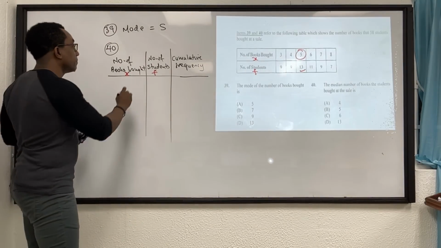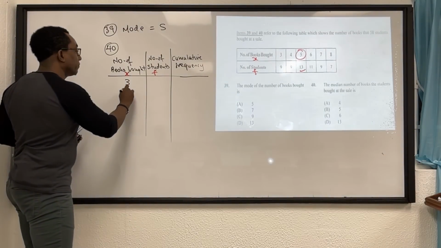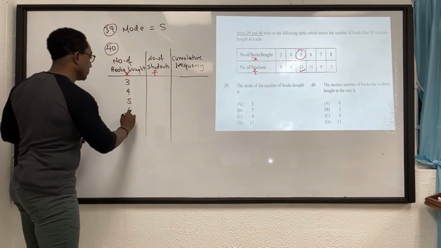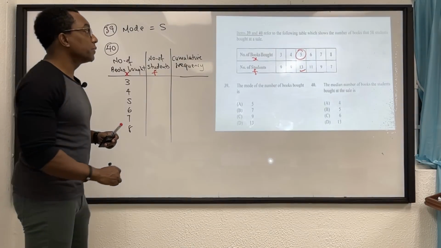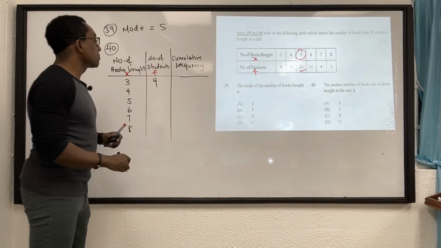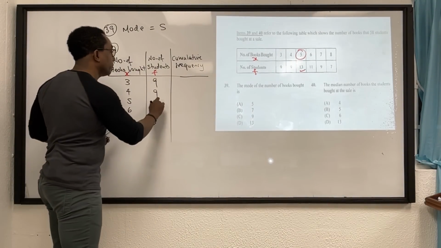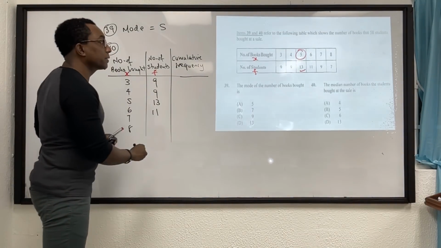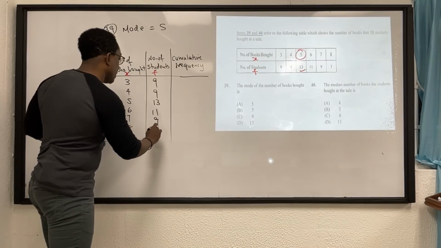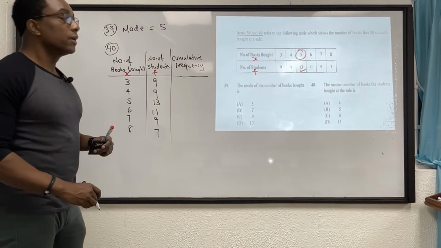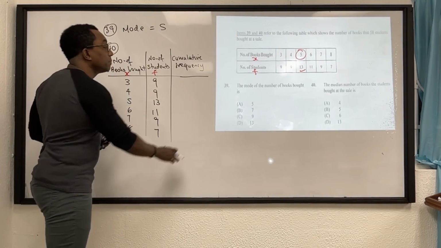So we have here number of books bought 3, 4, 5, 6, 7, 8. We have the number of students. So 9 students bought 3 books, 9 students bought 4 books, 13 bought 5, 11 bought 6, 9 bought 7, and 7 bought 8. So we need to complete this column known as the cumulative frequency.